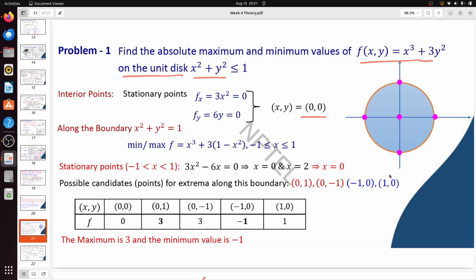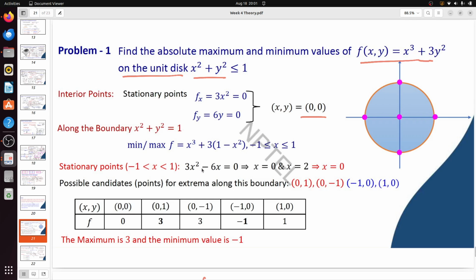So here in this ellipse you have the interior as well as the boundary. Along the boundary, x square plus y square equals 1, so y square is equal to 1 minus x square. You put it here. Now how to determine the stationary points?